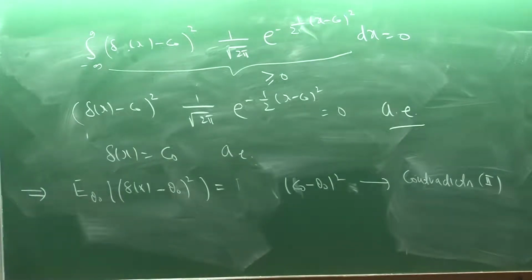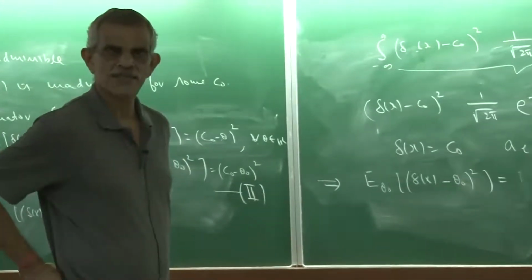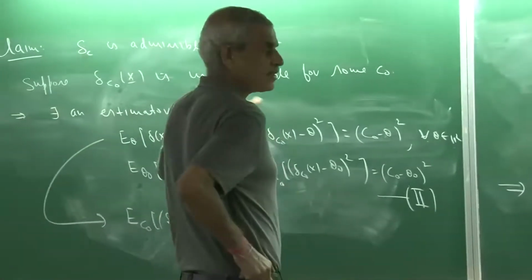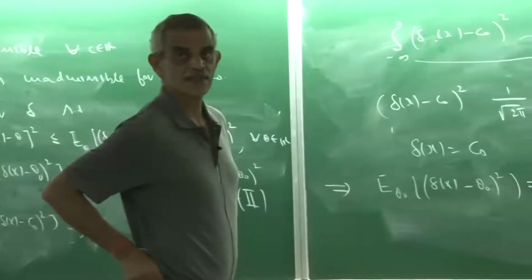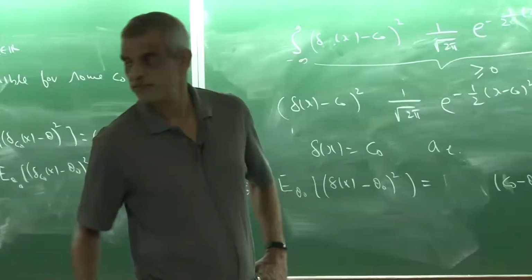So you assume that the constant estimator is not admissible, and then you got something funny. So what does that mean? Whatever I have assumed is not correct. So delta C naught cannot be inadmissible. If it is not inadmissible, it is admissible.